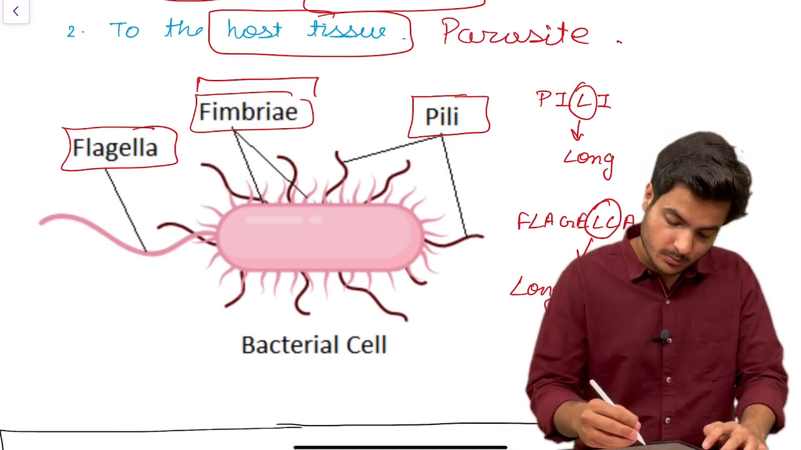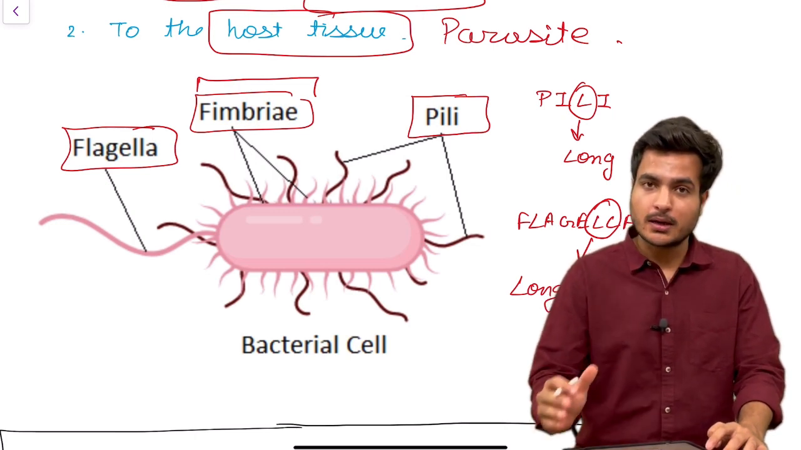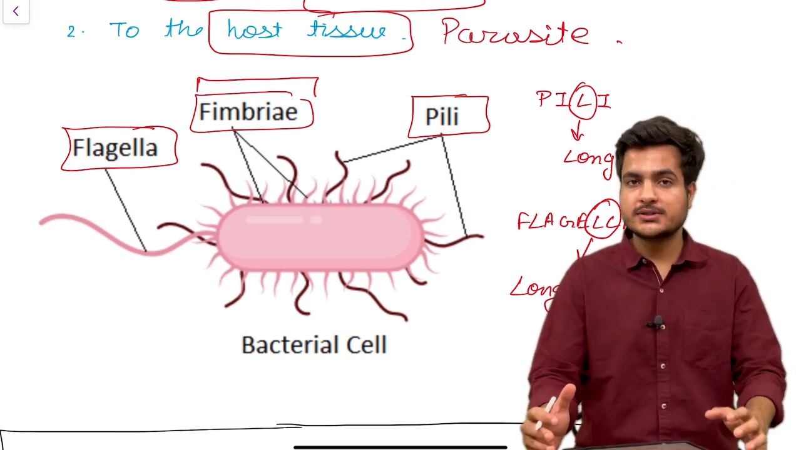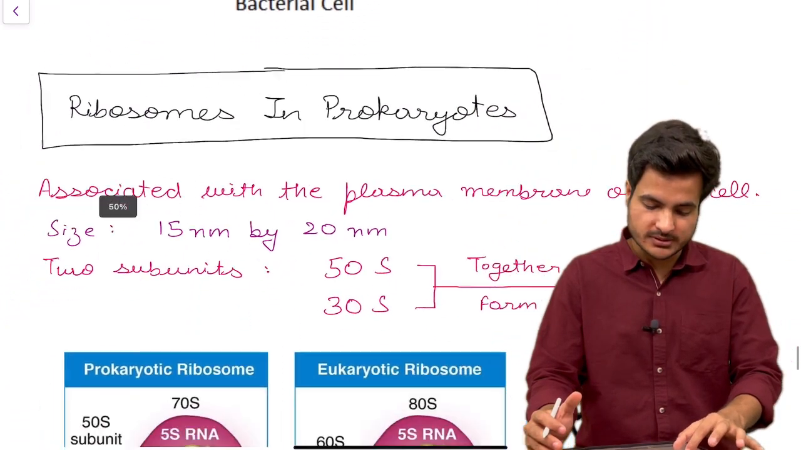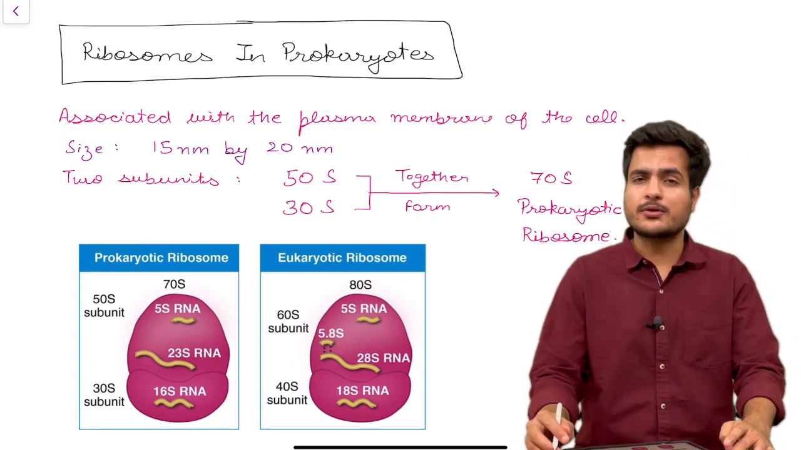So pili is shown by the brown color in this diagram and fimbriae by small pink colored outgrowths, whereas flagella is the longest pink colored outgrowth from this cell. Now let's discuss the ribosomes which are present in prokaryotes.